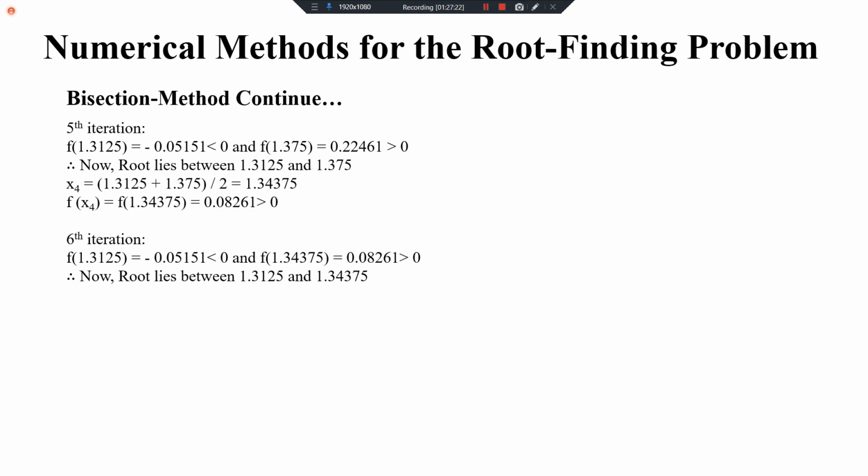Okay. In the sixth iteration, you get x5 as 1.32812. That means it is greater than 0. When it is substituted to the fx, you get fx5 greater than 0. Again, our root lies between 1.3125 and the new value what you have found, that is 1.32812. Okay.